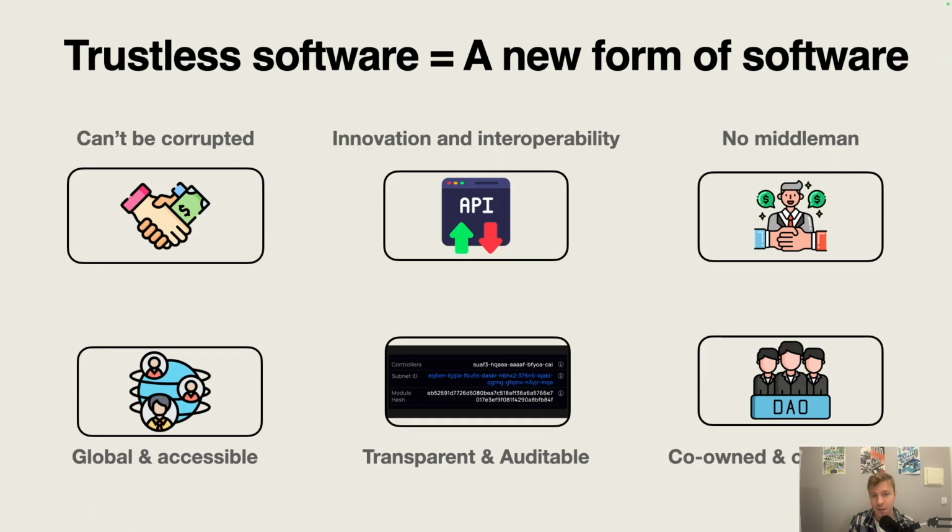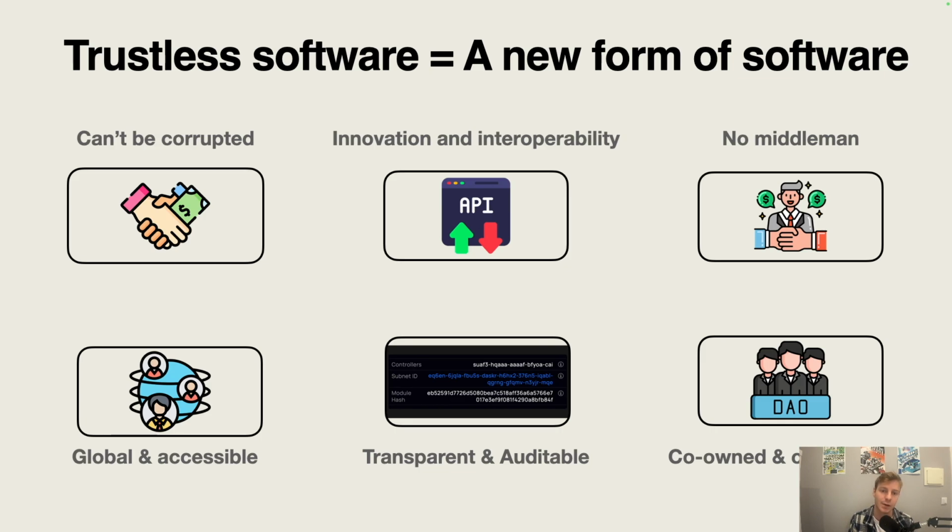Leveraging blockchain technology, we are able to create trustless software. Trustless software is simply a new form of software. And just like the internet and software changed the way we work and the way we live, trustless software is going to do the same, for many reasons. I've listed a few of them. The first one is that trustless software cannot be corrupted. We have a lot of issues with corruption. This is a simple way to solve that. The second one is that trustless software is global and accessible, so we can connect people from different parts of the world and they can work together.